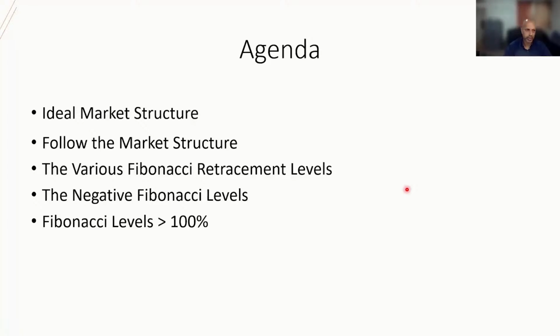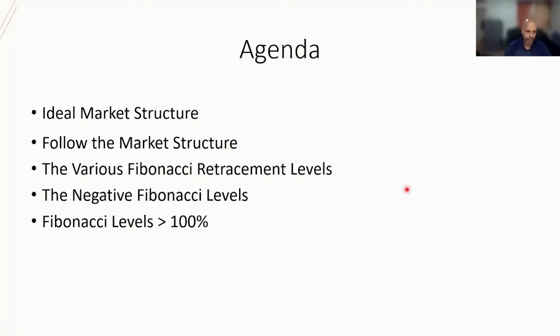Then we will look at how we can follow the market structure so as to achieve significant Fibonacci retracement levels, right? When we do not use the Fibonacci retracement tool correctly, and when we do not follow the market structure as closely as possible, then the retracement levels highlighted by the tool will not indicate significant resistance or support levels, right? So that's the basics.